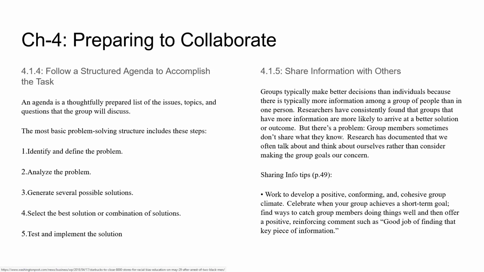So, all right. Here are some examples of problem-solving structure for an agenda. Number one was identify and define the problem. This is our assignment. This is what we got to do. The due dates. Analyze it. This is how we should go about it, and then we generate possible solutions.